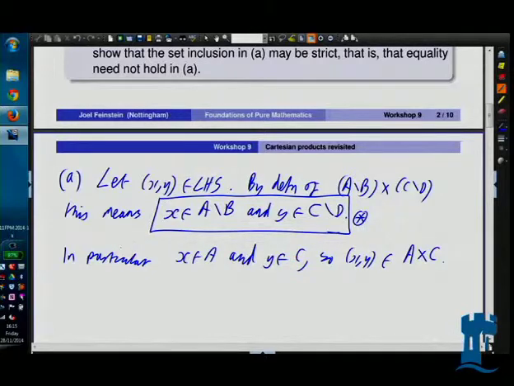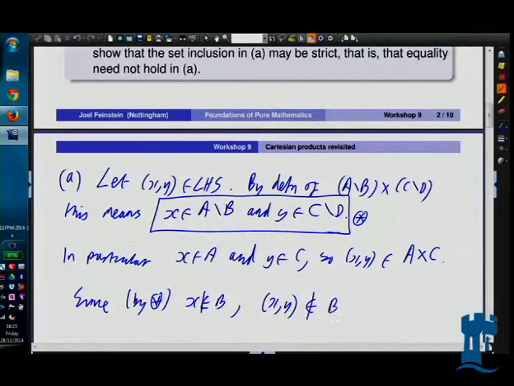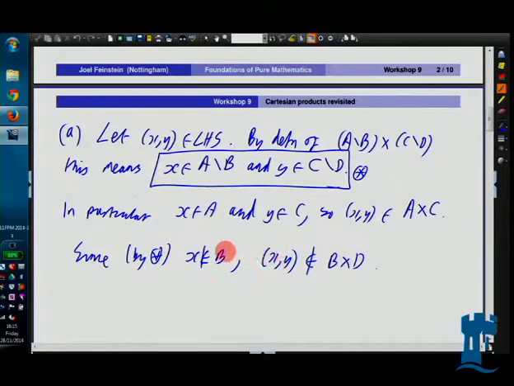So I'll give an asymmetrical proof and say, since by star x is not in B, it doesn't matter whether y is in D or not. xy is definitely already not in B cross D. And you don't care about the fact that y is not in D. That's overkill. Of course, you could have said, since y is not in D, and not care about the fact that it's not in B. But I want to point out where the overkill is here.